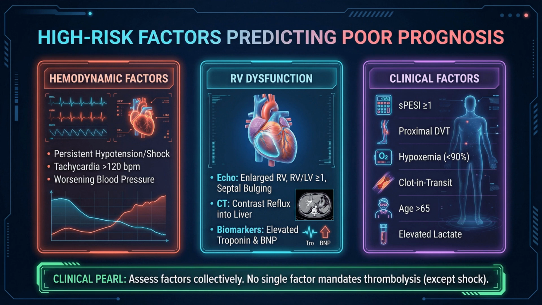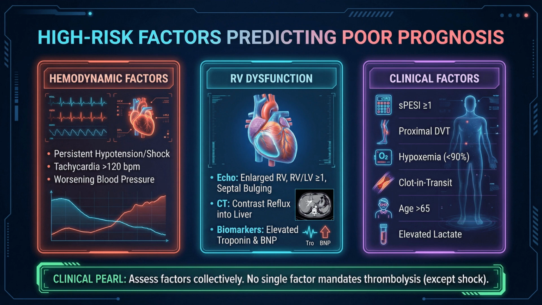Next, right ventricular dysfunction is a key indicator of severity. On echocardiography, we look for an enlarged right ventricle or an RV to LV ratio of 1 or greater, as well as septal bowing towards the left ventricle. On CT imaging, contrast reflux into the hepatic veins suggests elevated right heart pressures. Biomarkers like elevated troponin and BNP further support the presence of right ventricular strain or injury.